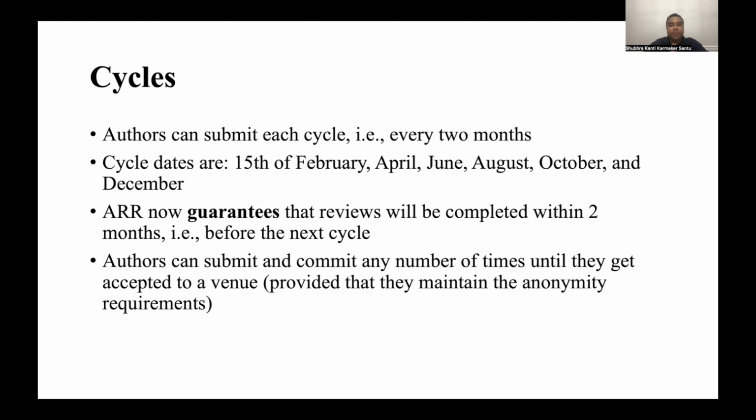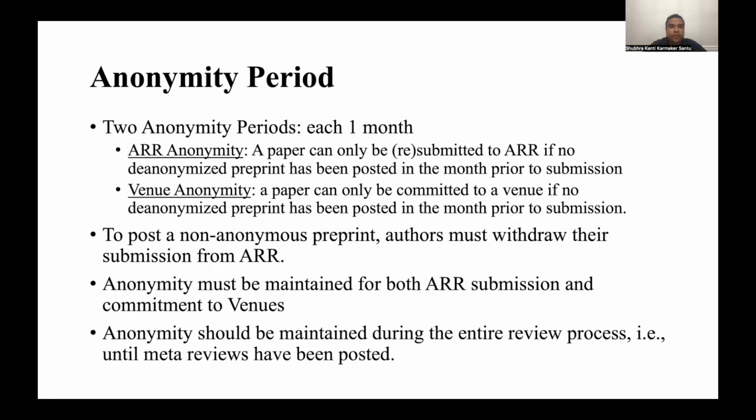And authors can submit and commit their paper any number of times until they get accepted to a venue. But of course, they have to abide by the anonymity requirements. Okay, now let's talk about the anonymity period. There are 2 different anonymity periods associated with the ARR reviewing system, and each of them is 1 month long. The 2 types of anonymity are ARR anonymity and venue anonymity. Because now we are decoupling the reviewing cycle from the decision cycle, we have 2 different anonymity periods.